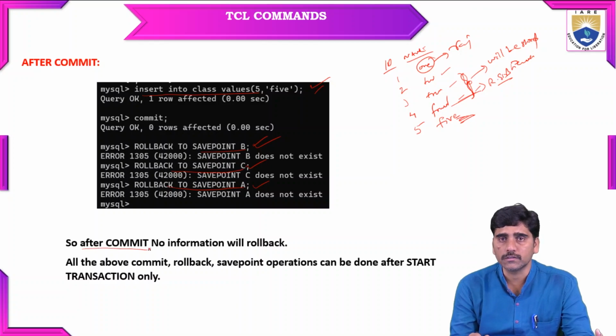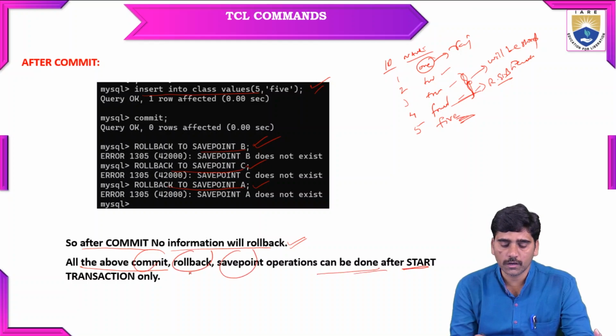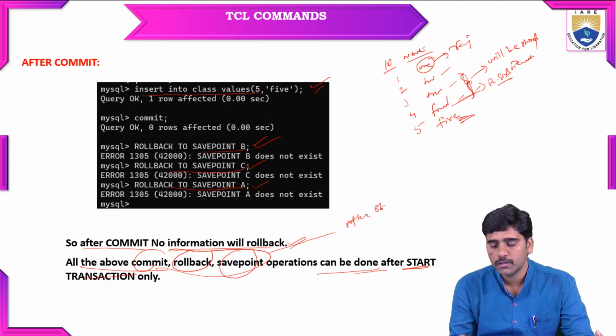So after commit, no information will be rolled back. All the above commit, rollback and save point operations can be done after start transaction only. These three operations will work after starting the transaction only. Before starting the transaction, or without starting the transaction, these three operations cannot work.